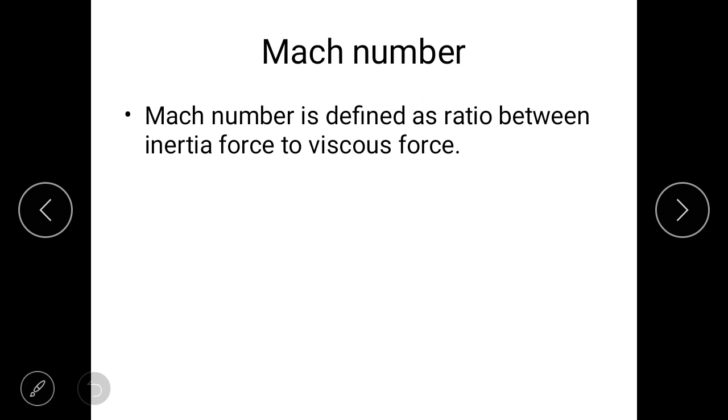I forgot to tell what is Mach number. Mach number is the ratio between inertial force and viscous force.